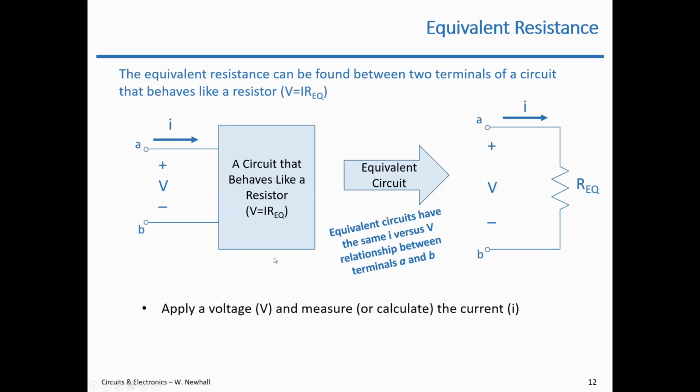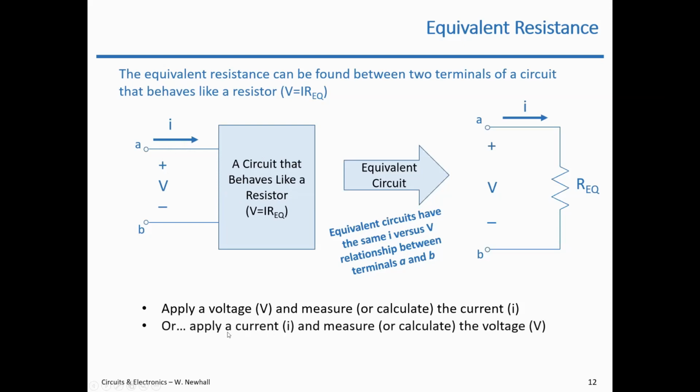Okay. You could do this. You can apply a voltage and measure, calculate, or simulate the current. So I apply a voltage, 10 volts, and I measure the current, 2 amps. That would mean you have a 5 ohm equivalent resistance, right?